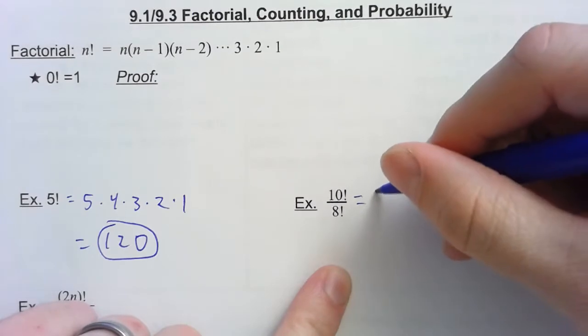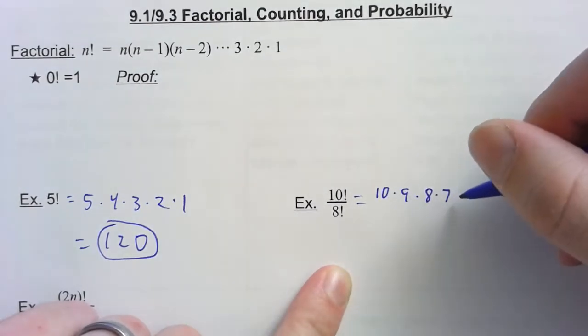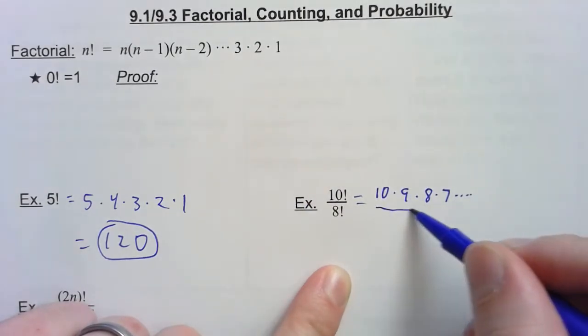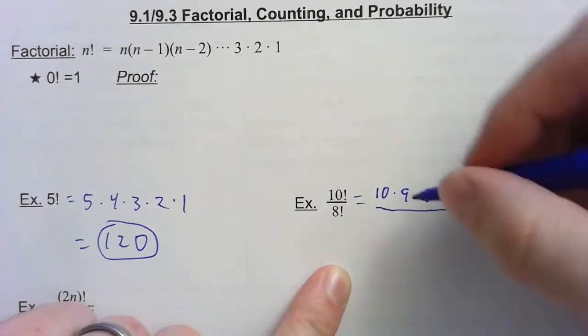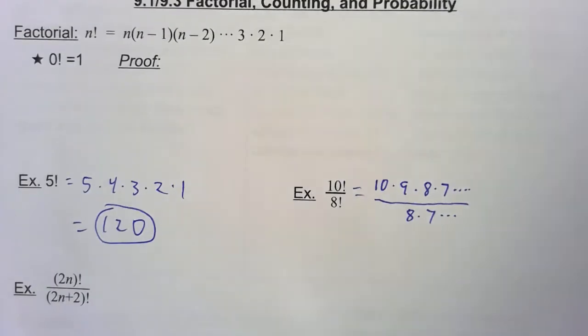So 10 factorial would be 10 times 9 times 8 times 7. Let me just kind of put dot dot dot there. Getting a little tired of writing all those numbers. You get the idea. And then 8 factorial, that would be 8 times 7. I'm just going to say dot dot dot. Well, take a look at that. Do you see what's going to happen now?